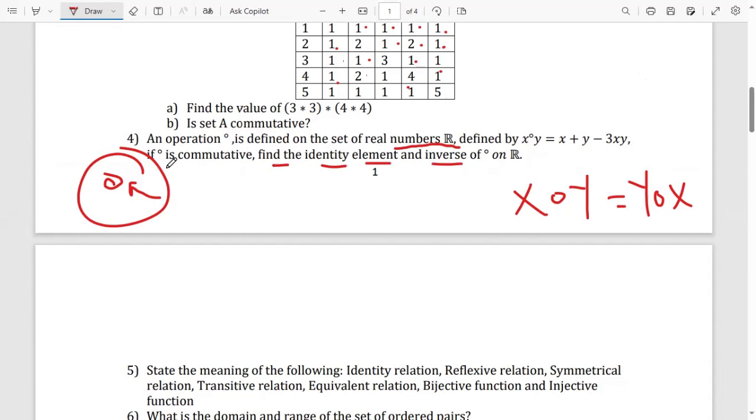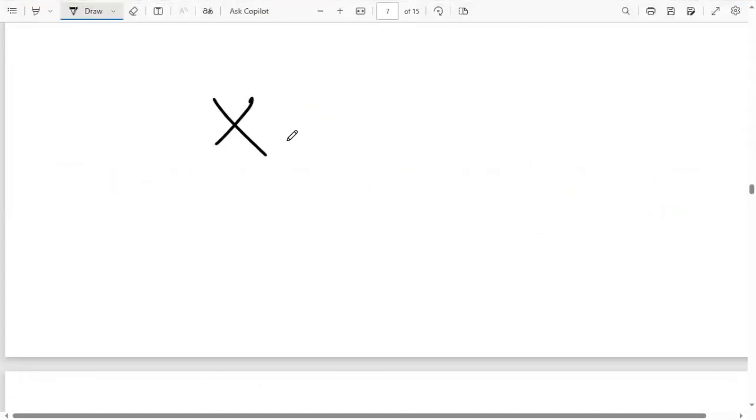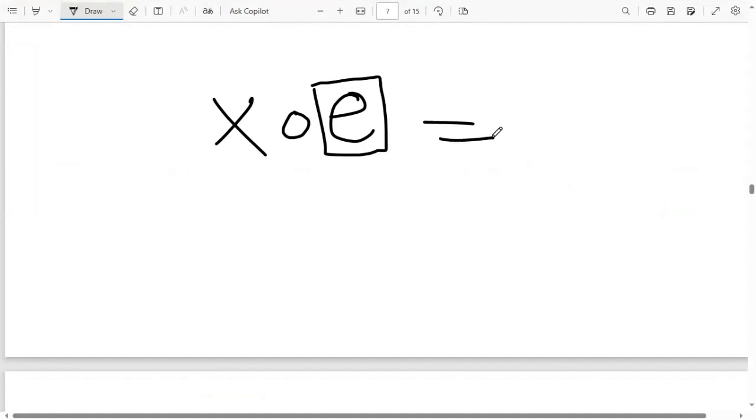So what is an identity element and what is an inverse element? An identity element is an element where if you take an element and apply a binary operation with it, the answer should just be the element that you have. So if I have this element and apply the binary operation 0 with an identity element, represented by E, my answer should be the same element I started with. In short, an identity element doesn't change anything.